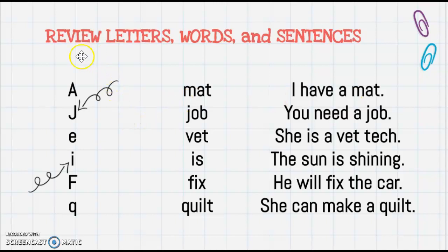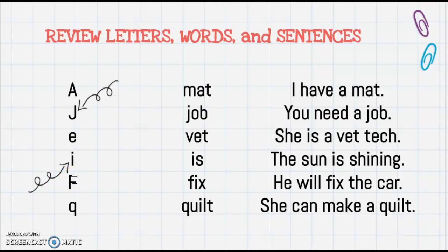If you pointed here, fantastic. Also, I have two different types of letters in that group. What are the two different types of letters? Capital letters and lowercase letters. Very good job. This arrow is pointing to a capital letter, and it is J. This arrow is pointing to a lowercase letter, and that letter is I.